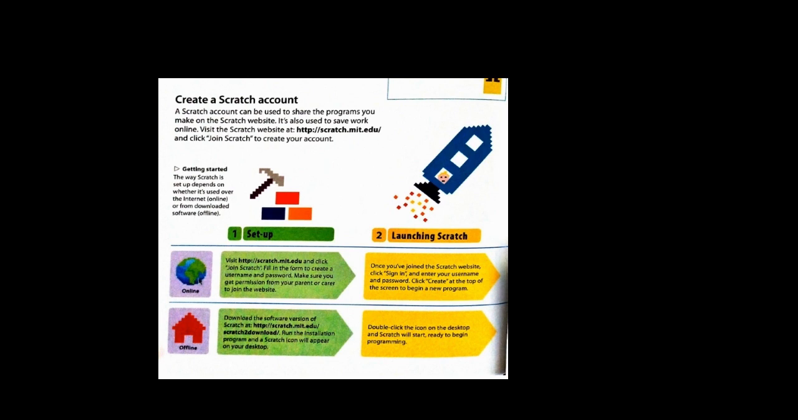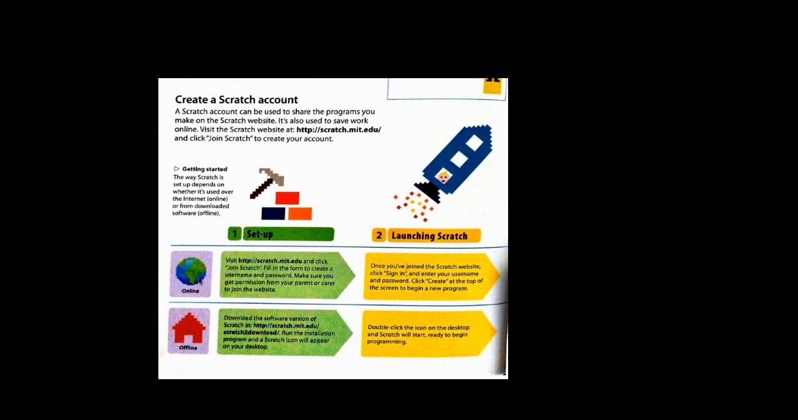Getting started. The way Scratch is set up depends on whether it's used over the internet online or from downloaded software offline. So, if we set up online, you visit scratch.mit.edu and click Join Scratch, fill in the form, and create a username and password. Make sure you get permission from your parents or carer to join the website. To set it up offline, download the software version of Scratch at scratch.mit.edu/scratch to download. Run the installation program and a Scratch icon will appear on your desktop.